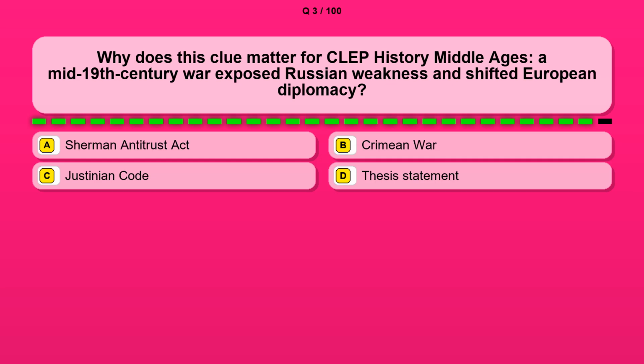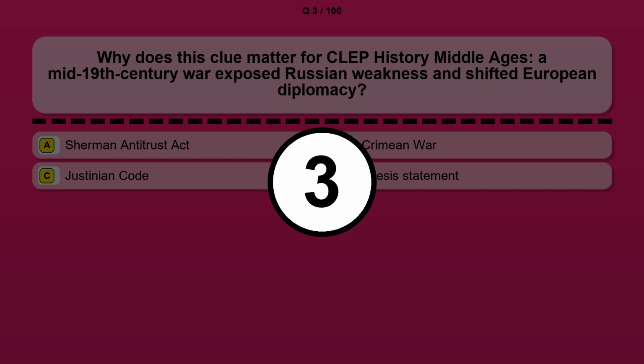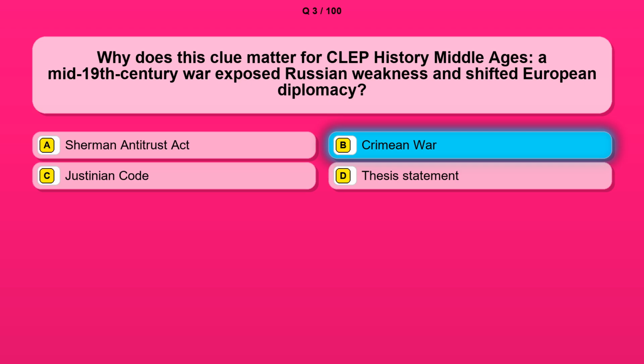Question 3. Why does this clue matter for CLEP History Middle Ages? A mid-19th century war exposed Russian weakness and shifted European diplomacy. Option A. Sherman Antitrust Act. Option B. Crimean War. Option C. Justinian Code. Option D. Thesis Statement. The correct answer is option B.